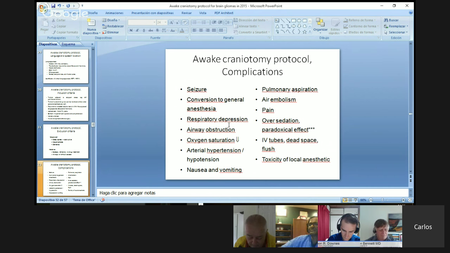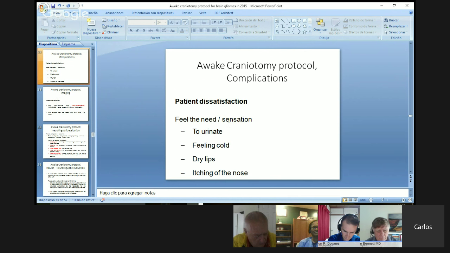What kind of complications can we have with these patients? Seizures, or the need to convert to general anesthesia, respiratory depression, airway obstruction, oxygen saturation decrease, arterial hypertension or hypotension, nausea and vomiting, pulmonary aspiration, air embolism, pain, and other complications. It is also important to consider the patient's satisfaction or dissatisfaction during the surgical procedure. In some cases, they feel the need to urinate, feel cold, dry lips, or itching of the nose.